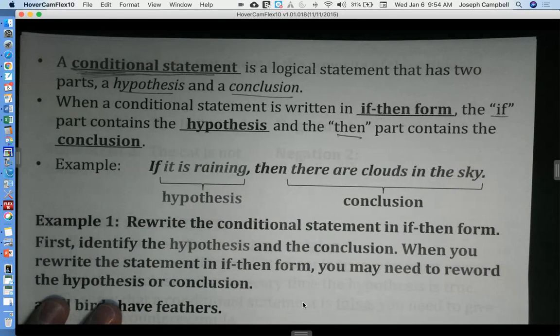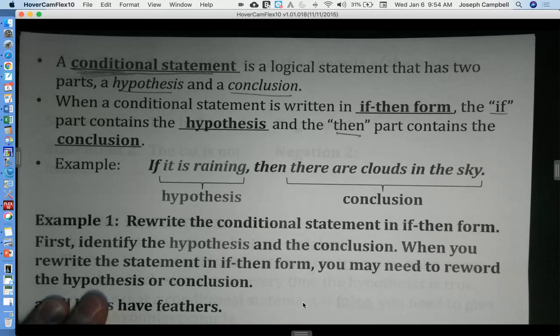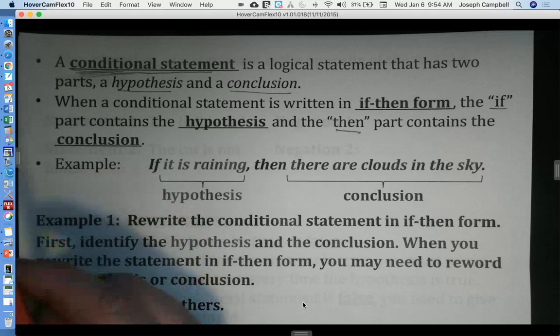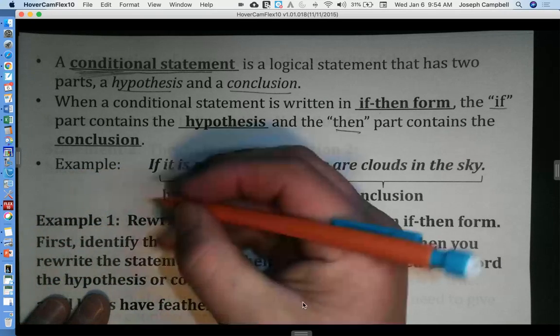Feel free to pause and write this stuff out. I know it's a lot to write, but you're going to understand it better if it enters your brain through both your eyes and your hand.